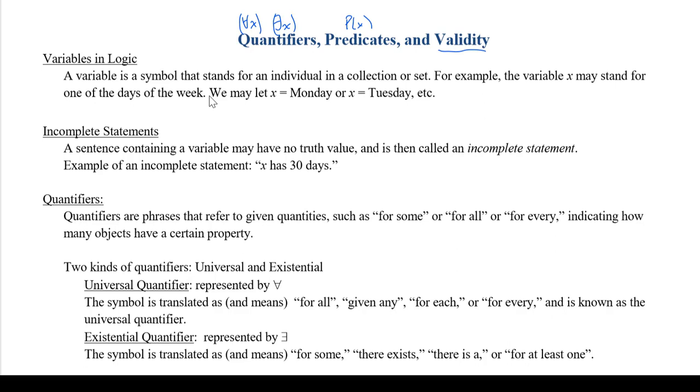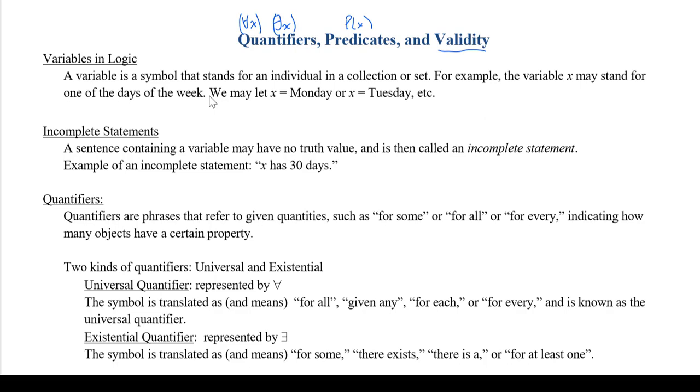And next, what is an incomplete statement? Statements containing a variable may have no truth value and are then called incomplete statements. For example, an incomplete statement would be "x has 30 days." Here, x can be any month, and substituting that, we may get a complete statement with the truth value of either true or false, depending on the month.